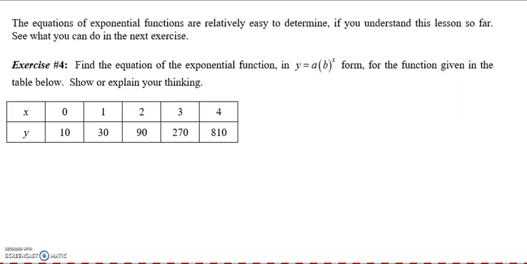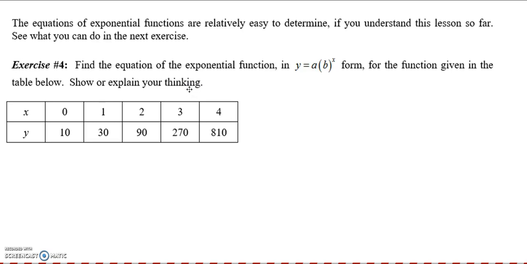All right, moving on. For this one, the equations of exponential functions are relatively easy to determine if you understand this lesson so far. So let's see what we could do. Find the equation of the exponential function. We want you to write something in this form: initial value, y-intercept, the increasing b amount, for this table here. So they're giving you the table. You should be able to come up with an equation and then explain or show how you got that. So hit pause and give that a try now.